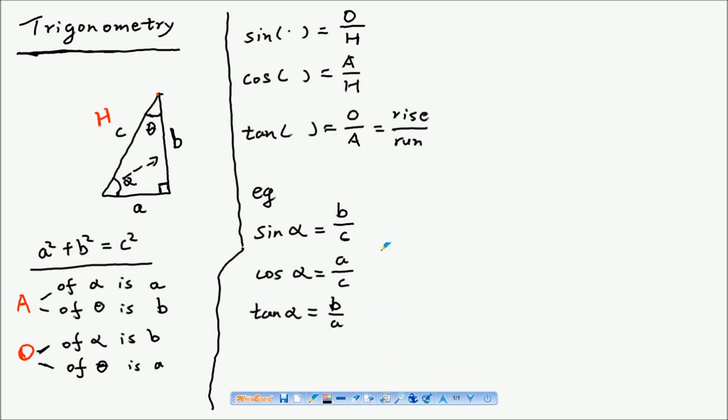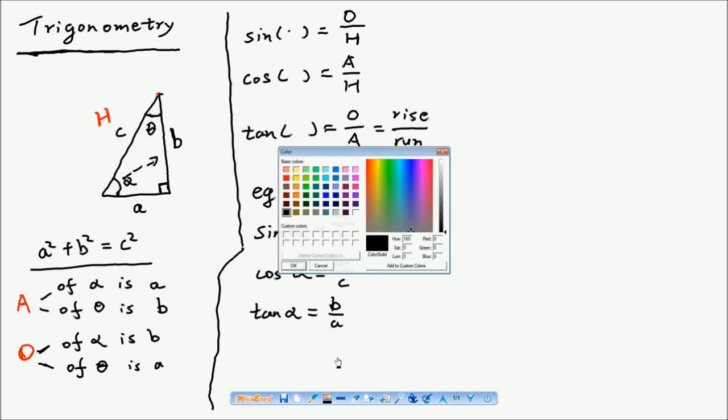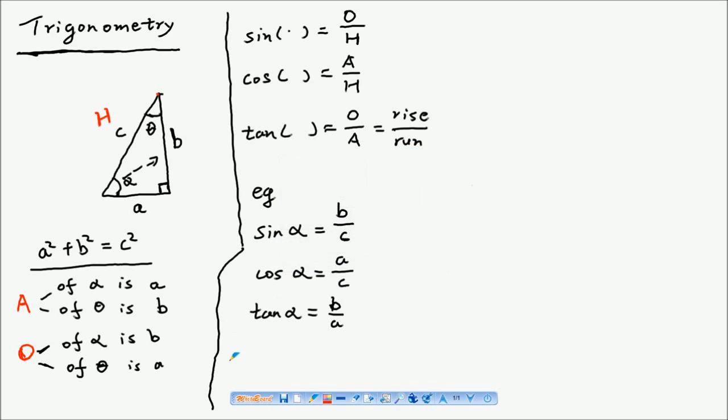Similarly, I have to introduce another formula. Tangent of an angle equals sine of the same angle divided by cos of that angle. This is just a formula you have to remember. Tangent equals sine on cos.